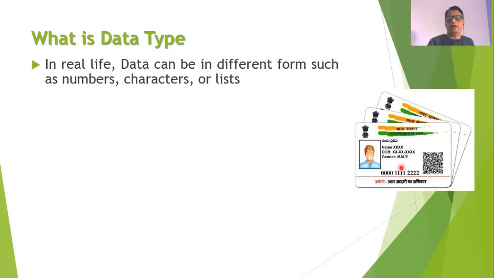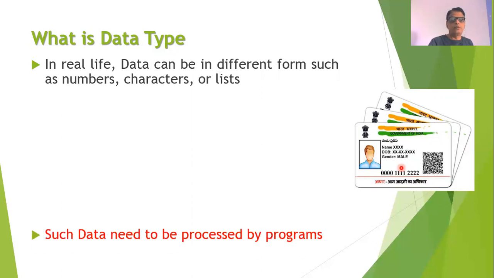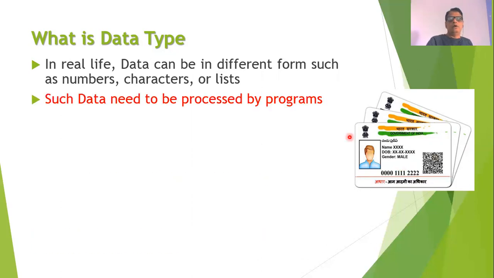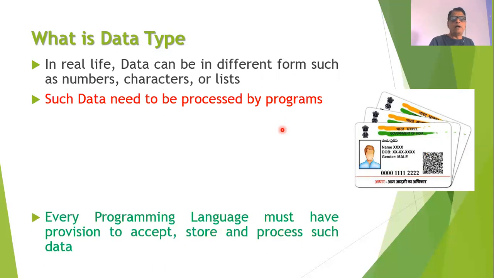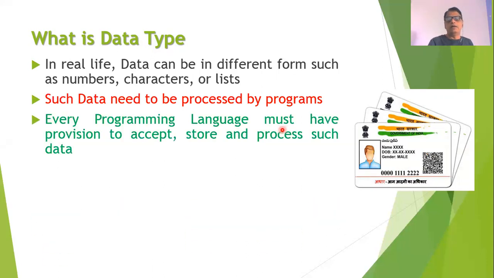Sometimes you will find that it contains an address also, and the address again contains some numerical information, as well as some non-numerical information. Now it is necessary that we should be in a position to process such data, and the processing of the data has to be done via programs. Every programming language must provide some facility so that it can accept the data, store the data, and process the data.